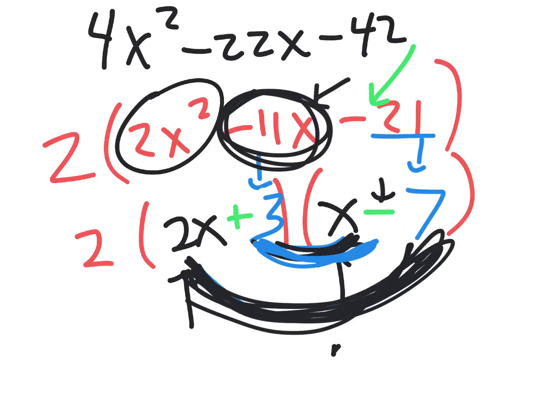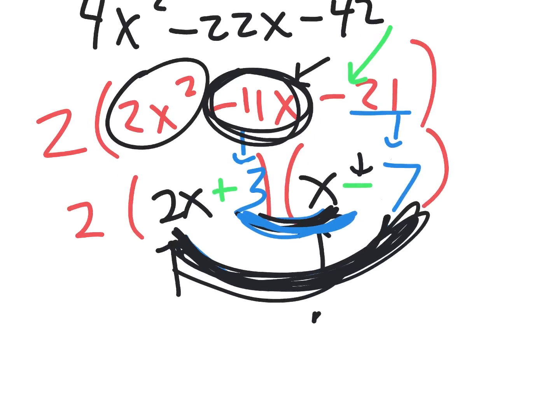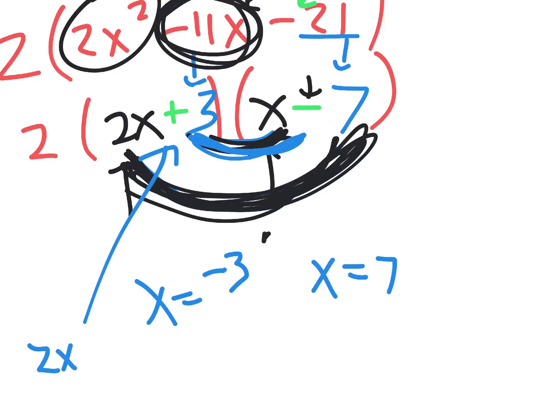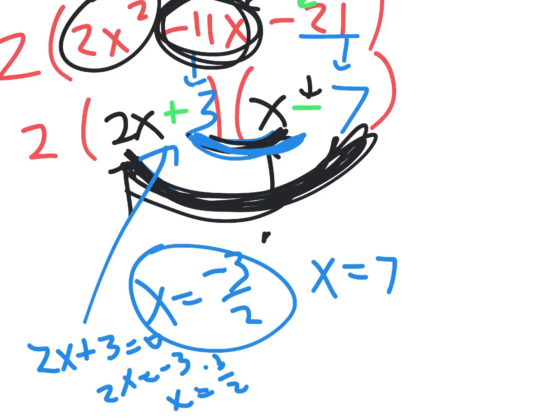There it is. All right, and then the final answer, x equals 7 and x equals negative 3, and I cry a little bit and have to mark it wrong because the kid just thinks it's the opposite of whatever's in there, and they're wrong. It's 2x plus 3 equals 0, so 2x equals negative 3, so x equals negative 3 over 2. There's the final answer.